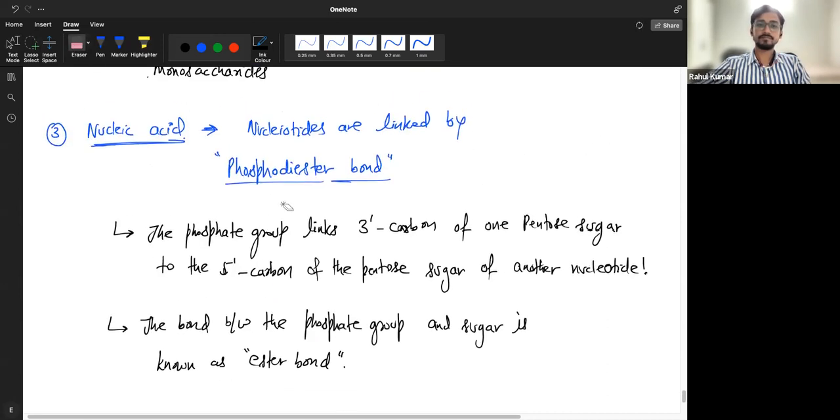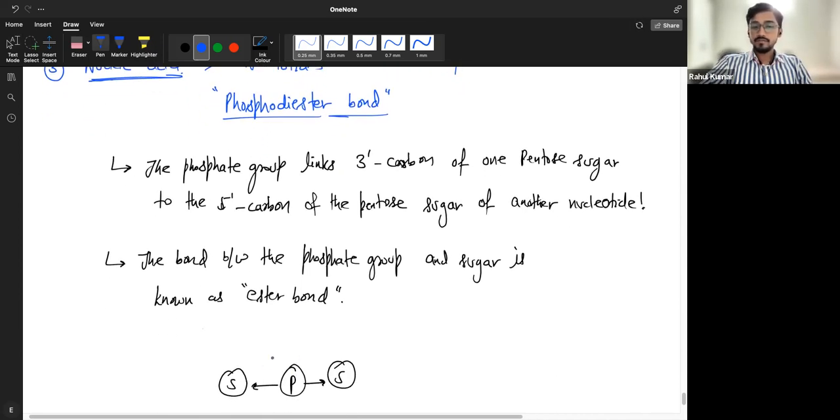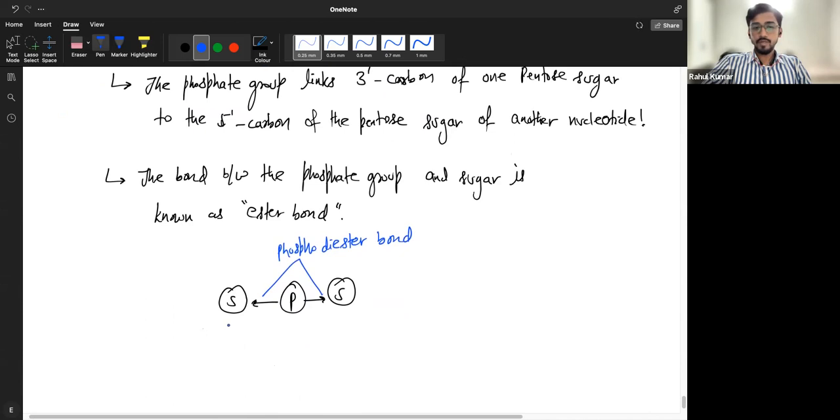Phosphodiester. Yes or no? And because the bond is mediated by phosphate, these two bonds are called phosphodiester bond. So basically one phosphodiester bond joins two sugars through a phosphate to each other, and this is what happens in nucleotides. Is it clear? Yes, no?